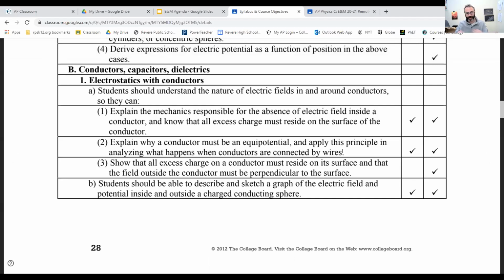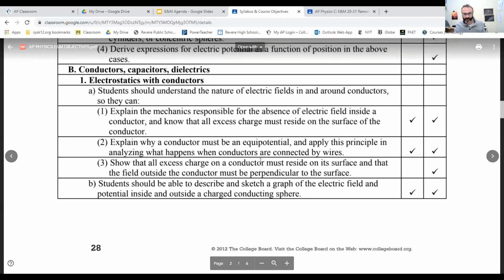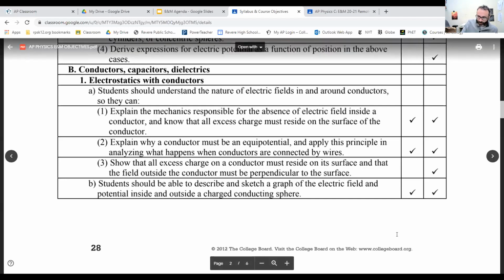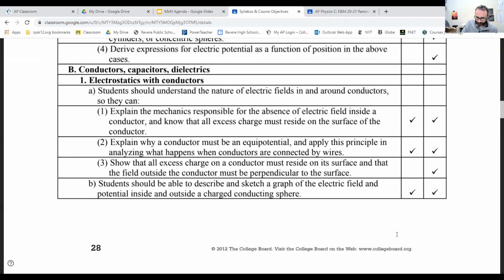Because if 2 conductors are connected with a wire, you really just have 1 conductor now. And we know conductors have to be at equal potential. And then we also showed that all excess charge must reside on the surface and that the field outside the conductor must be perpendicular to the surface, and that comes from property 2 that we just saw. All right, and then knowing these properties should help us do objective B. Describe and sketch what the electric field and potential inside and outside a charged conducting sphere look like. And we'll look at that specifically at another time, tomorrow, or next week. Okay, so I'm going to stop the lecture there for today.